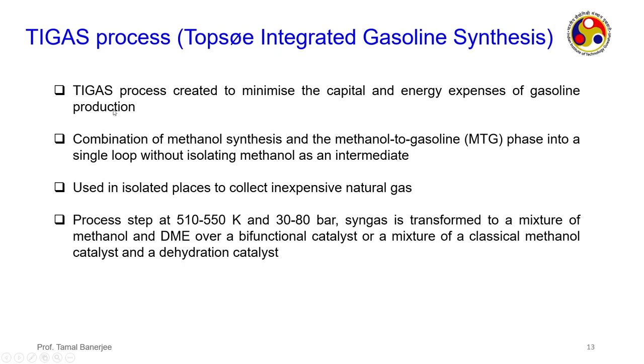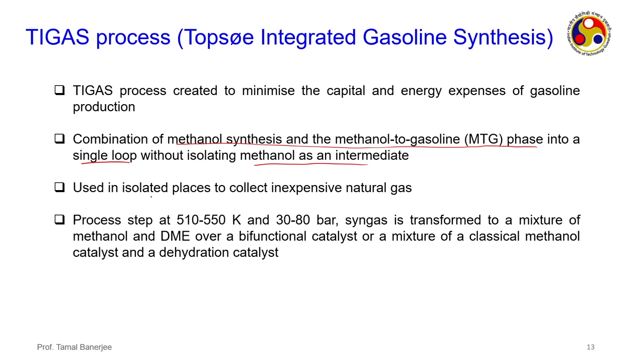How does it do that? It combines the methanol synthesis and the methanol to gasoline phase. So it will combine both these reactions into a single loop without isolating methanol as an intermediate. In the previous case, what we have seen, you take out methanol after the DME and then insert it into the gasoline synthesis. Here it is combining both of them together.